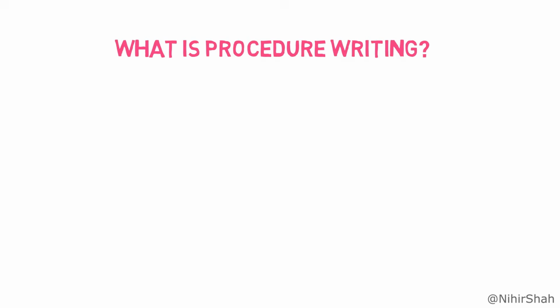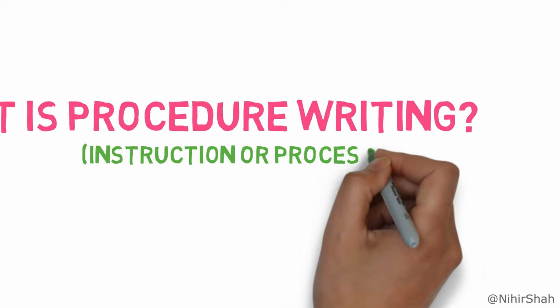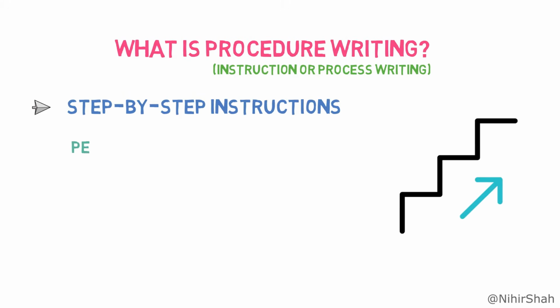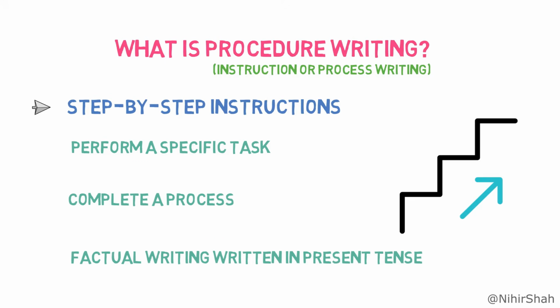What is a procedure writing? Procedure writing, also known as instruction writing or process writing, involves providing step-by-step instructions for how to perform a specific task or complete a process. It is factual writing written in the present tense as if you are currently performing the task.